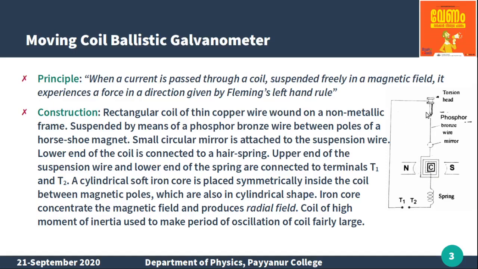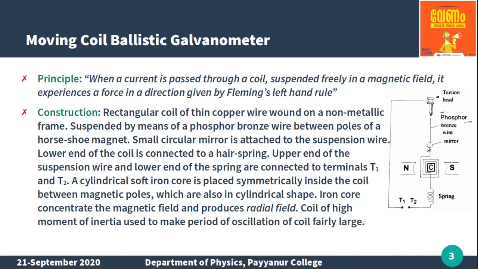This rectangular coil is suspended by means of a phosphor bronze wire, which is an alloy. This coil is suspended between the two poles of a strong horseshoe magnet. It is a cylindrical shape; you are seeing it from the top, that's why you get a curve like this. So we made a rectangular coil, and it is suspended between the strong poles of a horseshoe magnet by means of a phosphor bronze wire.